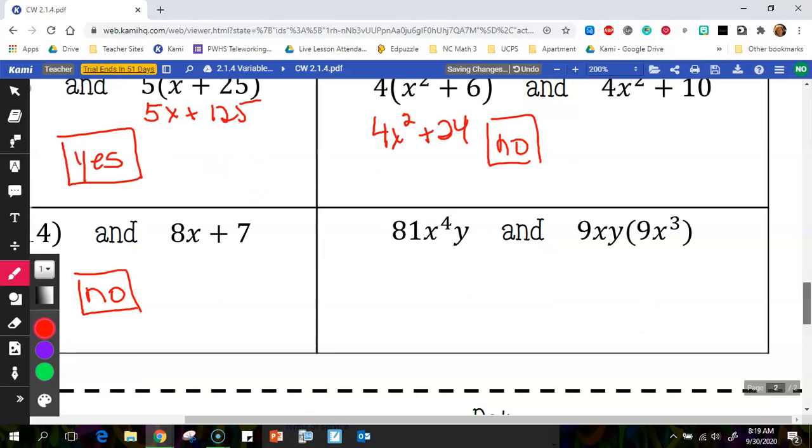And the last one, 9xy times 9x cubed. This is going to be 9 times 9 is 81. X times x cubed is x to the 4th, and then your y just gets put on the end. This is a yes.